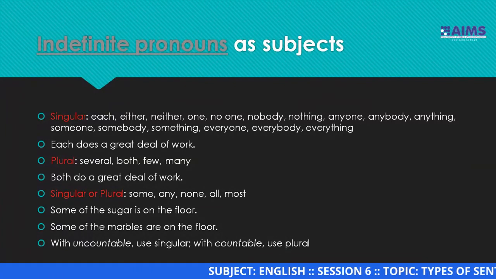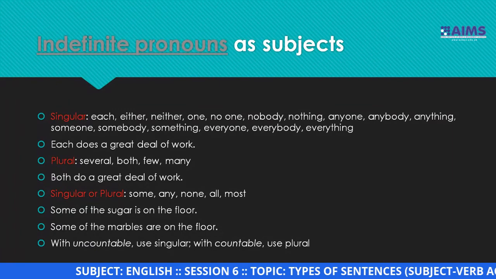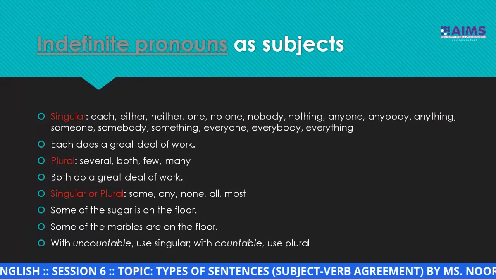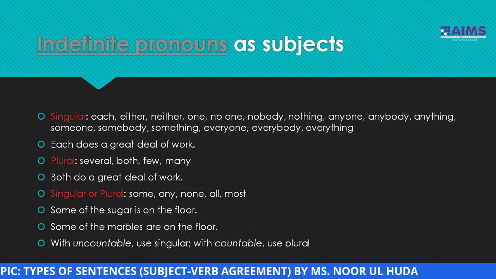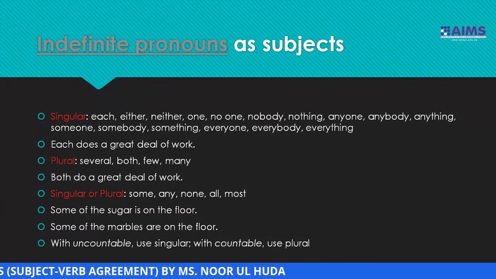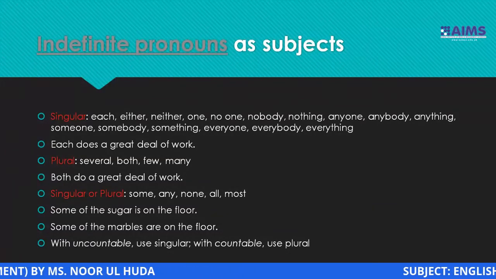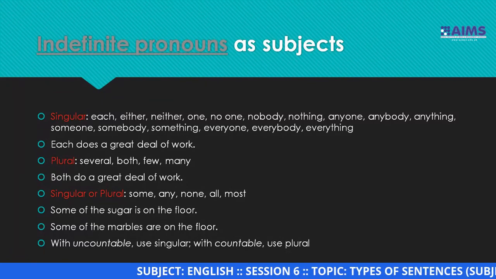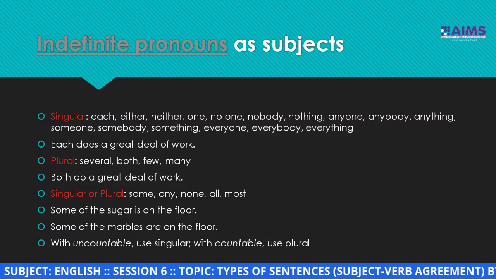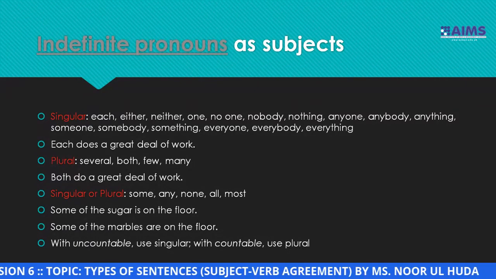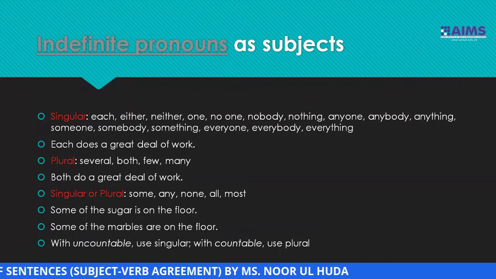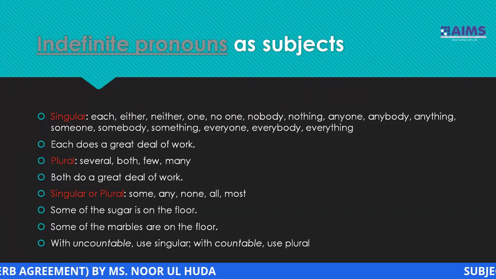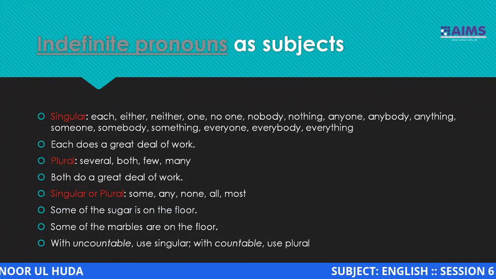Similarly, one who does this would be called a shining star. So these are the singular indefinite pronouns. Now the plural ones: several, both, few, many. Both do a great deal of work. We won't say that both does a great deal of work, because they are plural, so we use the plural form of the verb.